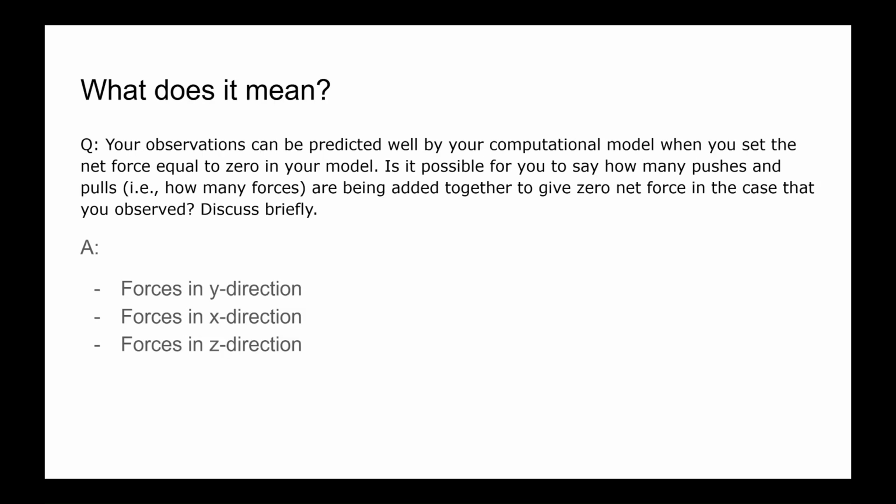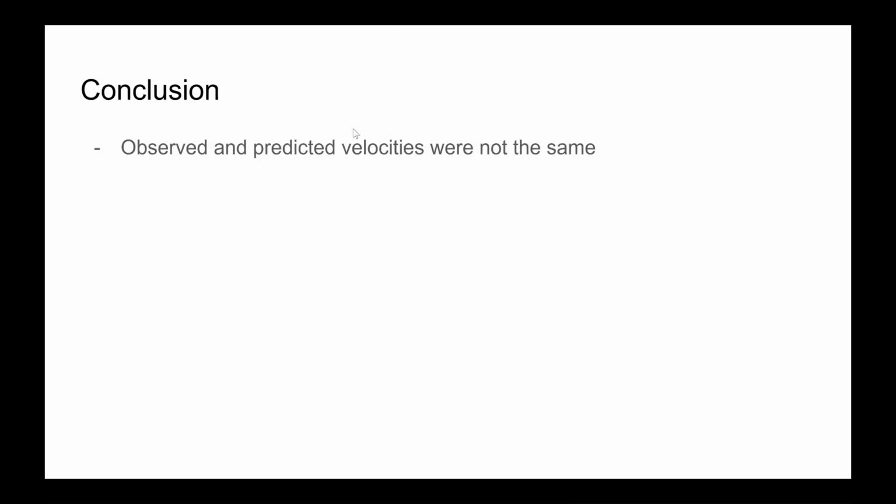What does it mean? In the y direction, we only have normal force and force of gravity, so that turns out to net force equal to 0. There were no calculations in the z direction, so that's also just net force equal to 0. In the x direction, it's a little difficult to say how many forces there are, but because I did the experiment, I know it was only pushed once, and I know there was friction, but I'm not counting it. So overall, predicted and observed velocities were not the same.